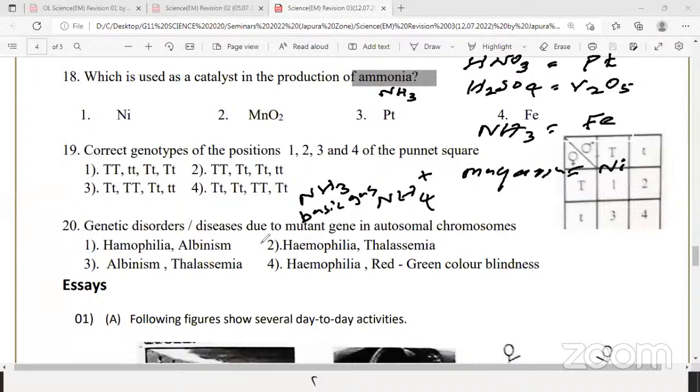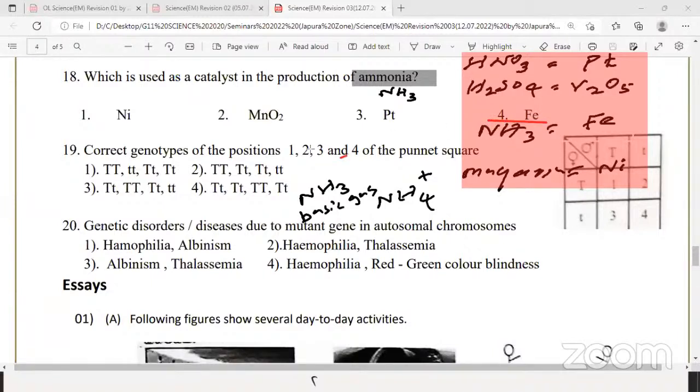Question number 18 I gave separately. If you want, you can copy down. I'll highlight that in red: nitric, sulfuric, ammonia. You should remember the catalyst used in each industry. So for question number 18, the answer is the 4th. Iron catalyst is used in the production of ammonia.